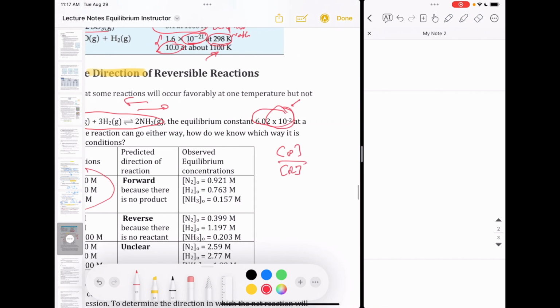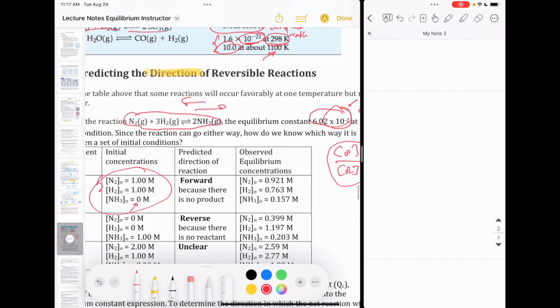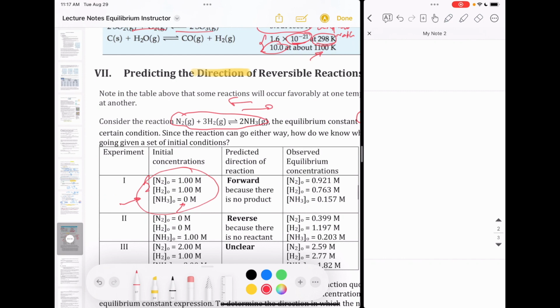Why? Because at equilibrium, we expect to have some ratio of product to reactant. Again, the number is not zero. So in this case, if we start with this initial condition, again, notice I'm using the word initial and then I'm using the word equilibrium, right? So initial means the starting point, equilibrium means the ending point, right? So if I'm starting with this, then I can easily predict that the reaction will go forward, towards product, okay? Because you don't have any product to begin with.